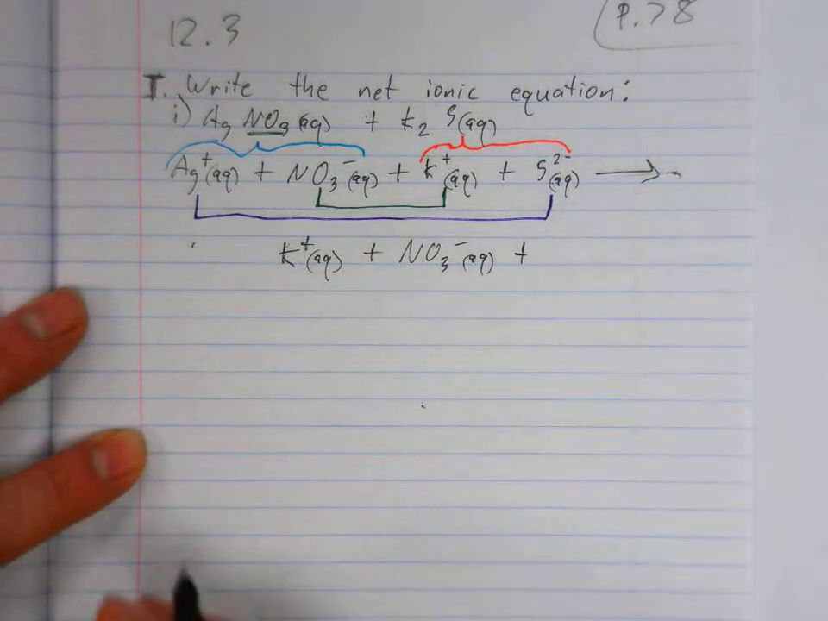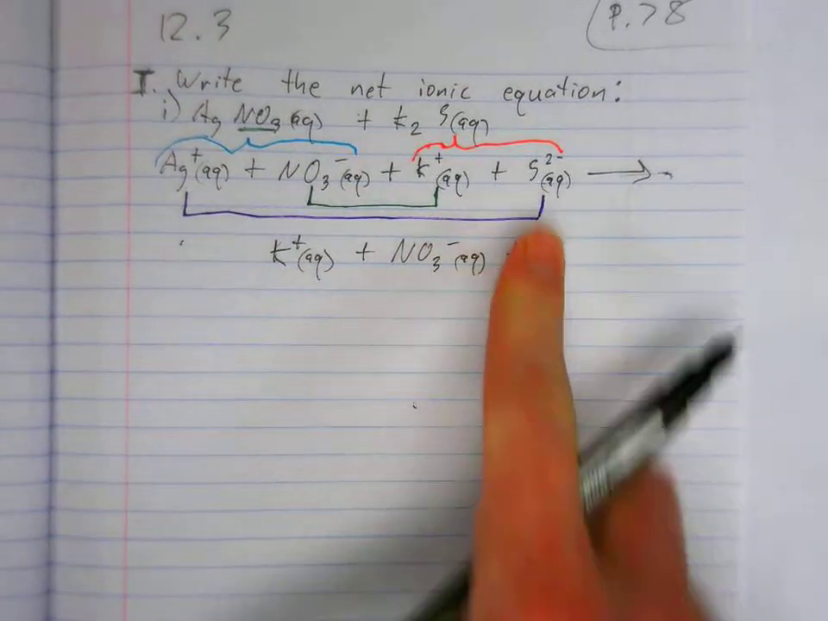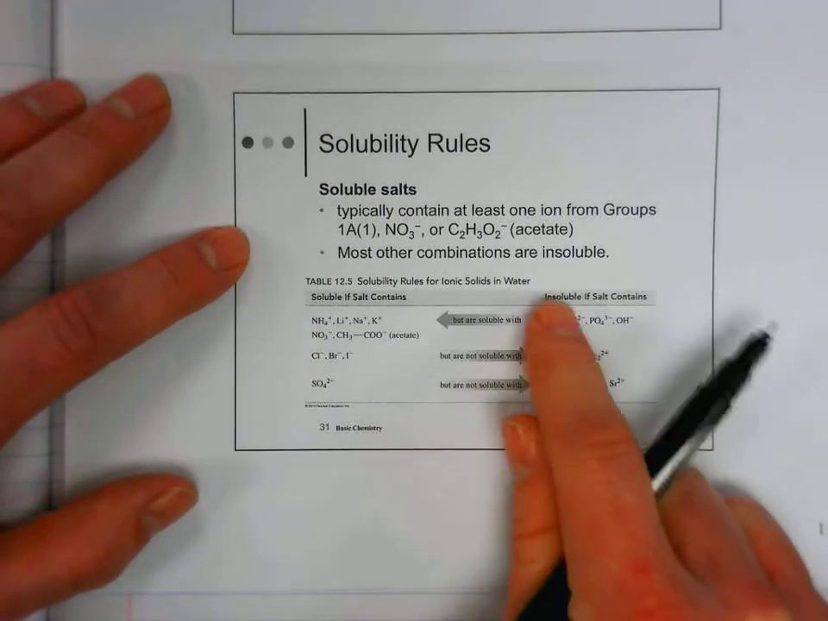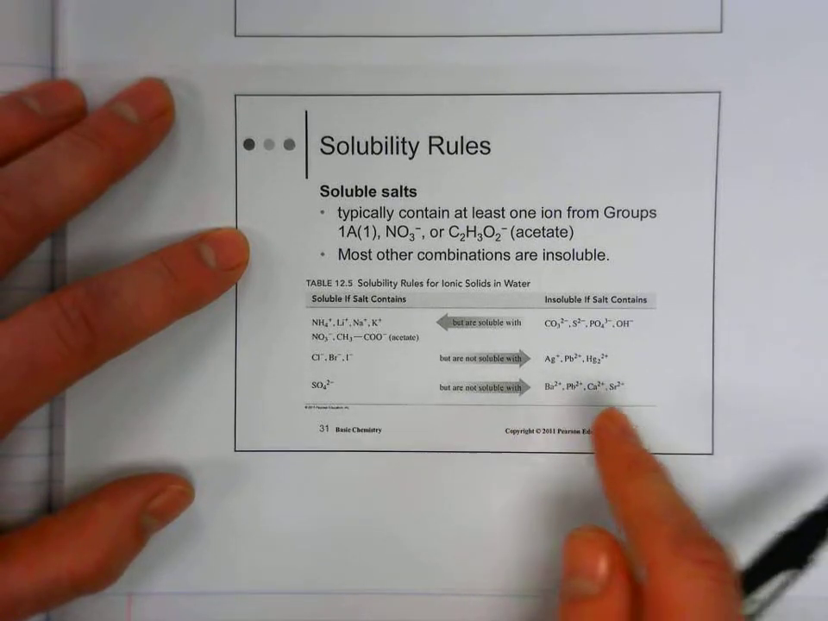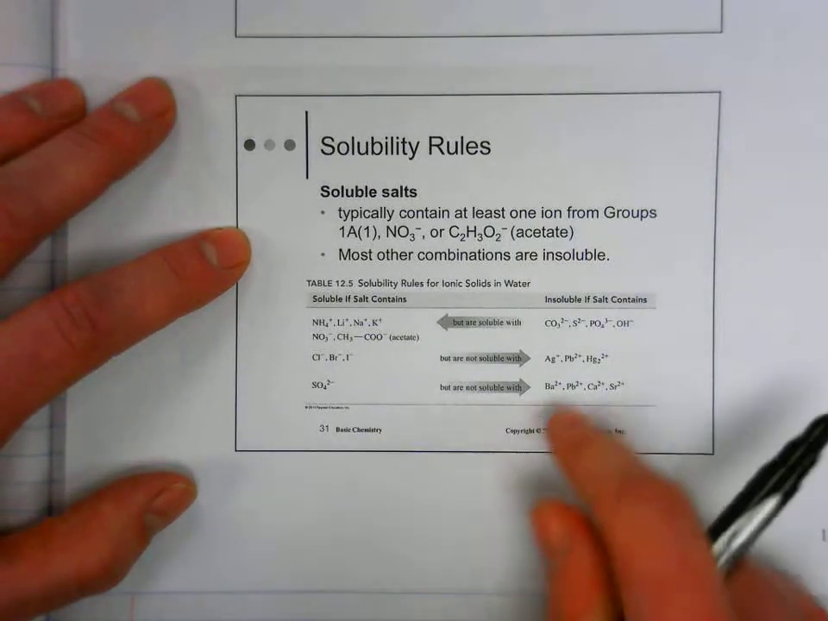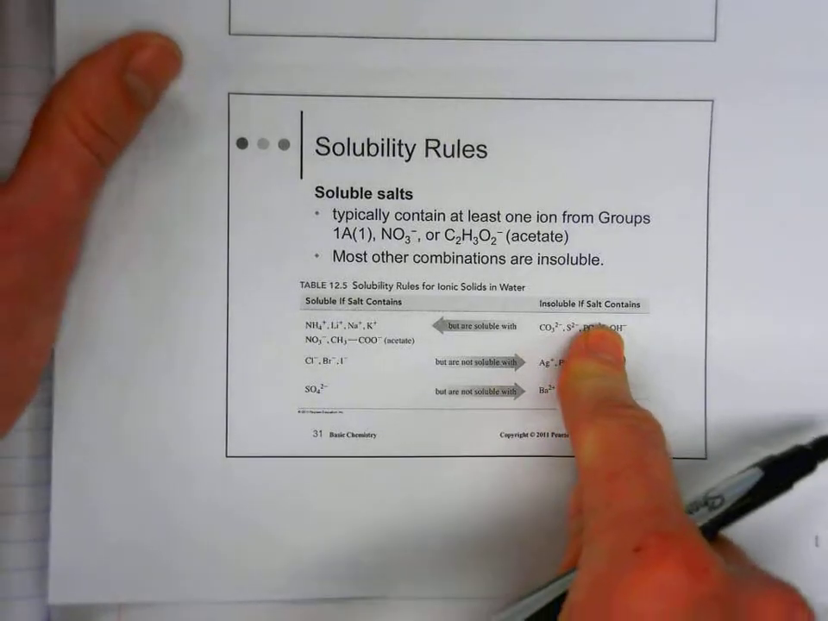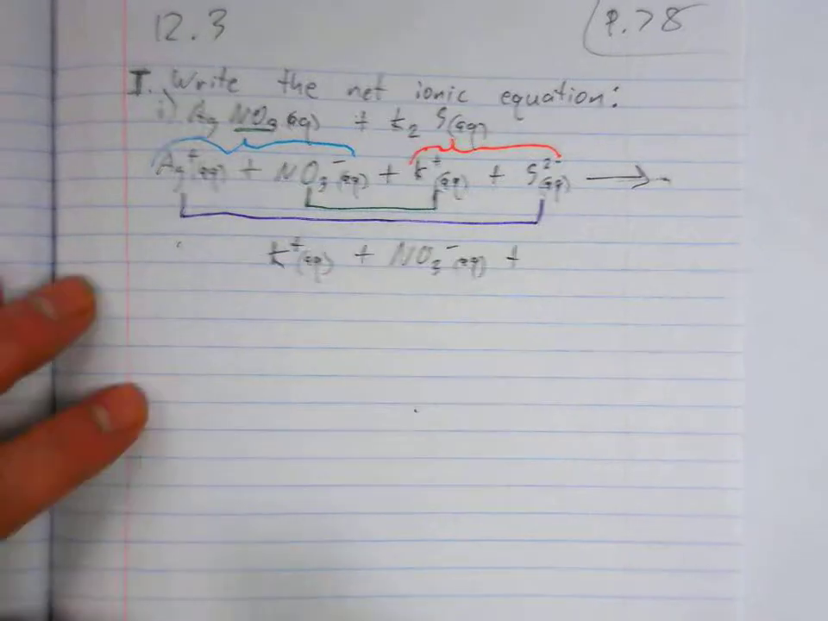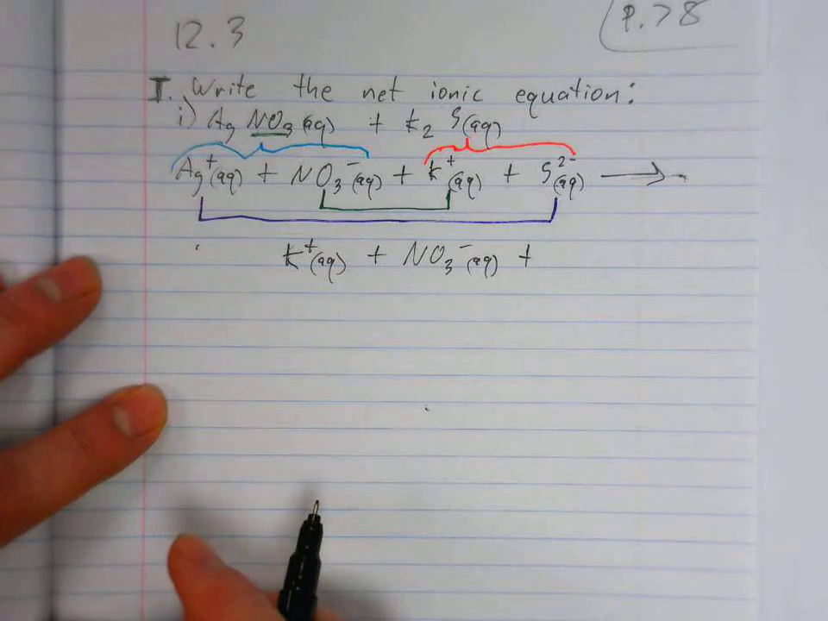Now, let's look at this other combination here, the combination of the silver and the sulfide. So the silver is shown right here on the insoluble chart, and the sulfide is right there under insoluble as well. So we can predict that the combination of silver and sulfide would be insoluble, or it would form a solid when those two ions are combined. So we can then write the silver and the sulfide together.